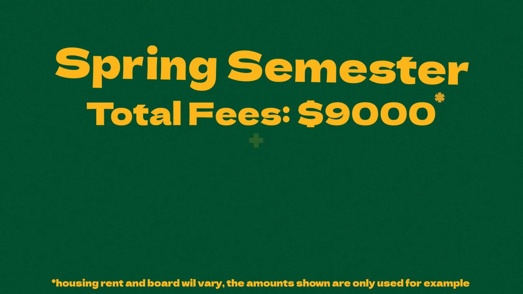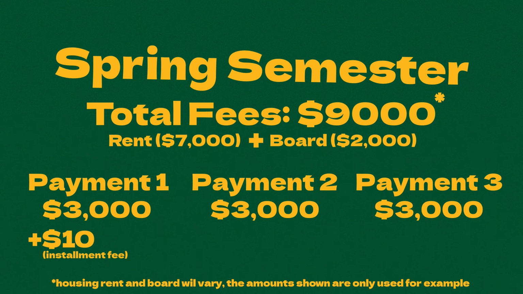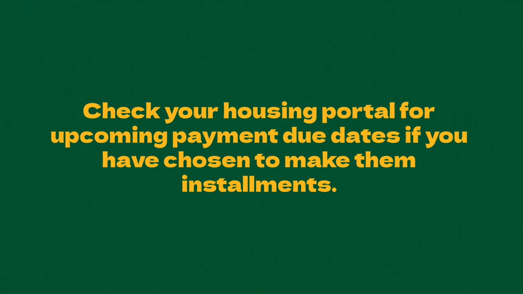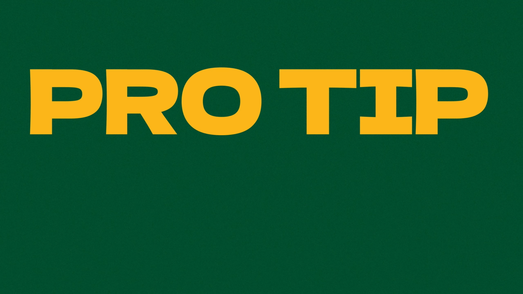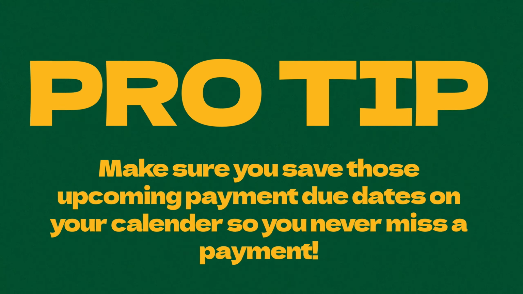For spring semester, your rent and board will again be divided into 3 payments. A $10 installment fee must be included in your first payment. If you pay in full, your payment must include rent, board, and the $10 installment fee by the first payment due date. Be sure to check your housing portal for upcoming payment due dates if you have chosen to make them installments. Pro tip: make sure to save those upcoming payments on calendars so you never miss a payment.